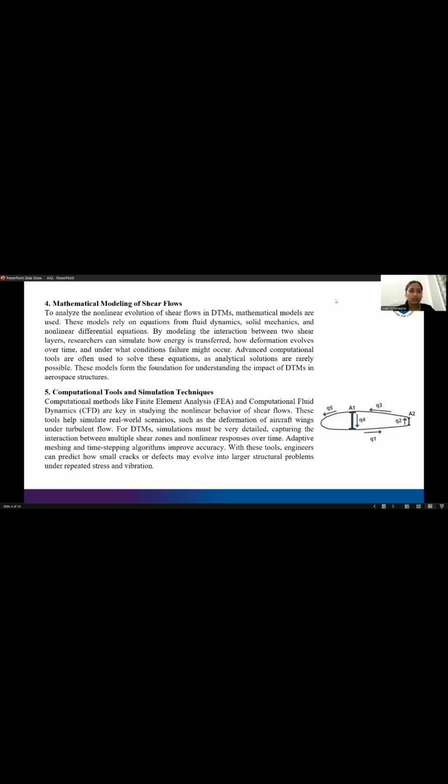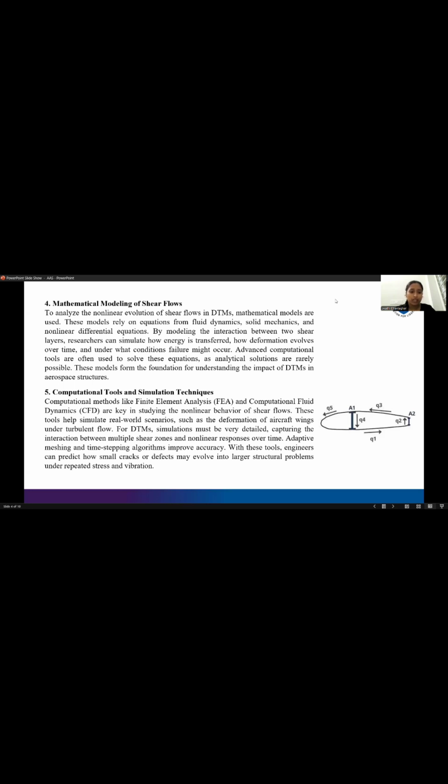Computational tools and simulation techniques. Computational tools like finite element analysis and computational fluid dynamics are key in studying the nonlinear behavior of shear flows. These tools help simulate real-world scenarios such as deformation of aircraft wings under turbulent flow. For DTM, simulations must be very detailed, capturing the interaction between multiple shear zones and nonlinear responses over time.